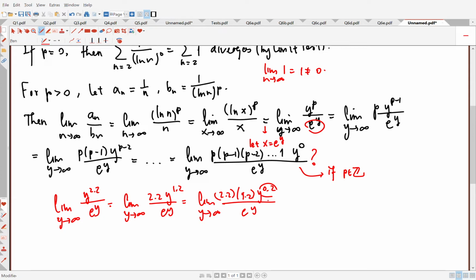But how to solve this? We can just apply L'Hôpital's rule another time, right? Now we get 1.2 times 0.2 y to the power of minus 0.8 divided by e to the power of y, and this will be 0, right? So for this particular example, we know that we can use the same trick, but we just need to change this and this.